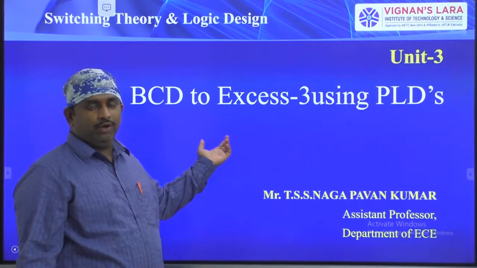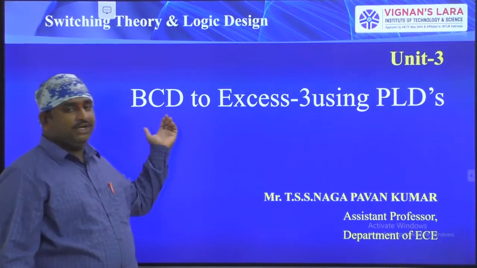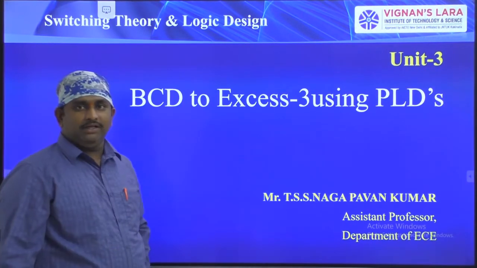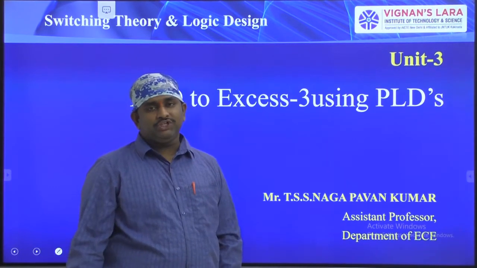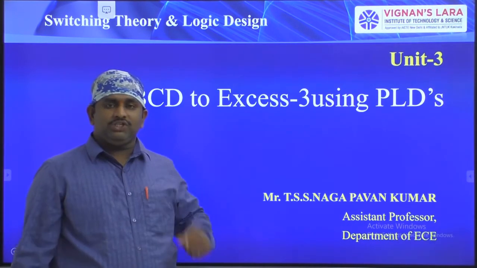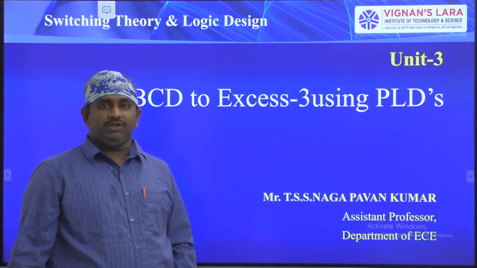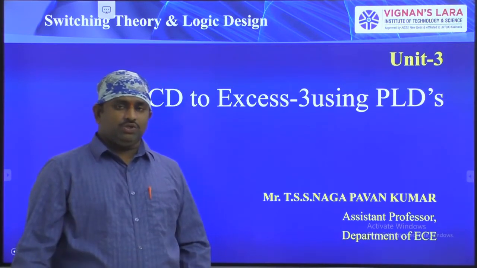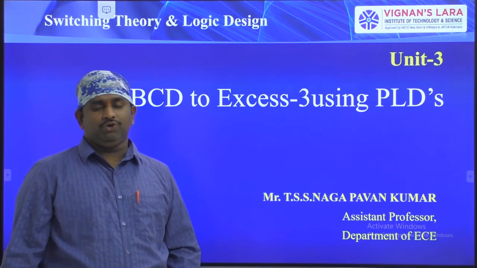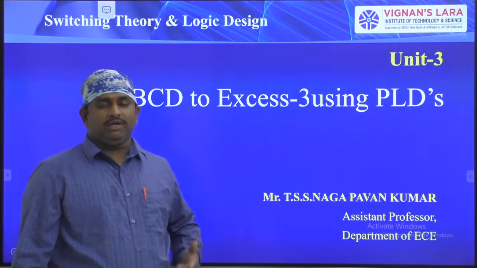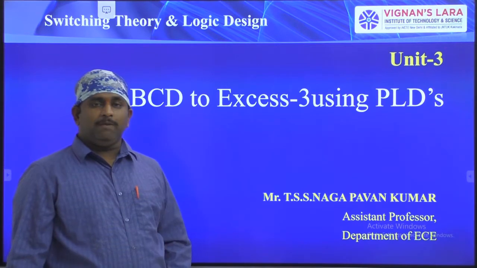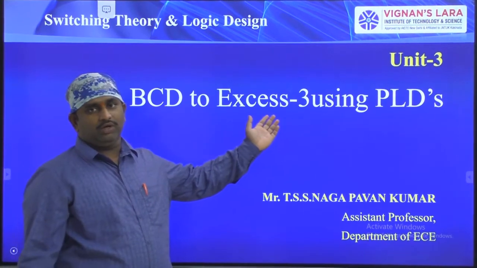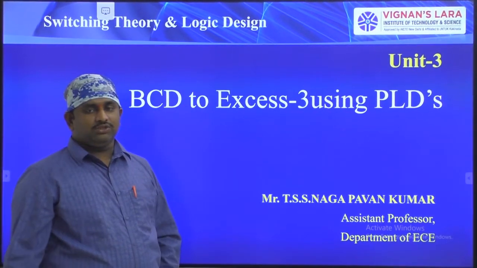In this class, we are going to discuss the concept of BCD to XS3 using PLDs. Here we are converting the BCD information, starting from 0 and ending with 9, into XS3. We know the conversion mechanism from BCD to XS3, so for it we have to develop a converter, and we are developing that converter by using PLDs. So BCD to XS3 converter using PLDs is our next topic.